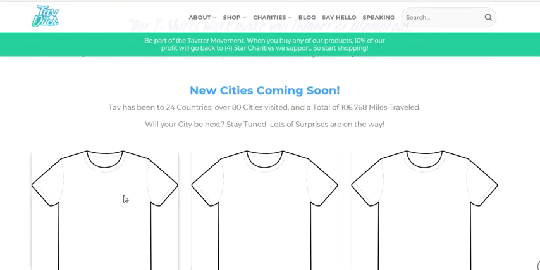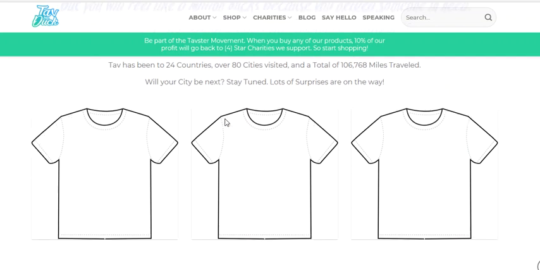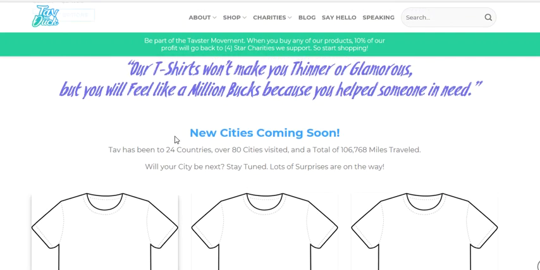Okay. So with this section, new cities coming soon. Will your city be next? Instead of this, why not a call to action and have people get on an email list to get the next thing that's coming up?